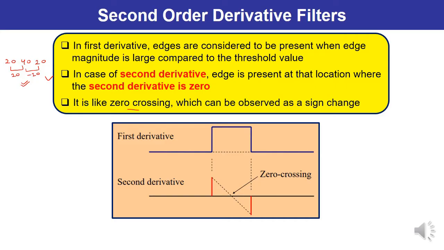See, as I have told you, in the first derivative which we discussed in the previous video lecture, edges are considered whenever there is a magnitude which is large compared to the threshold value, and this is the case for the second derivative. You can see this particular point is observed as a zero crossing point whenever there is a transition, in this particular case from positive to negative.